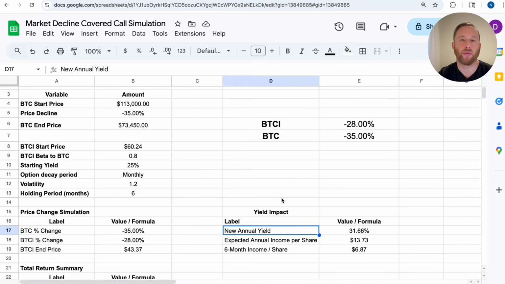So long story short, because of the income and the covered call structure of BTCI, you're cushioning your blow on the way down. You're not going to be impacted as much by way of price decline with the cushion, but on the way up, you're capping your upside. But that's the trade off. That is the trade off that we're all playing, and that's the trade off that we're okay with.